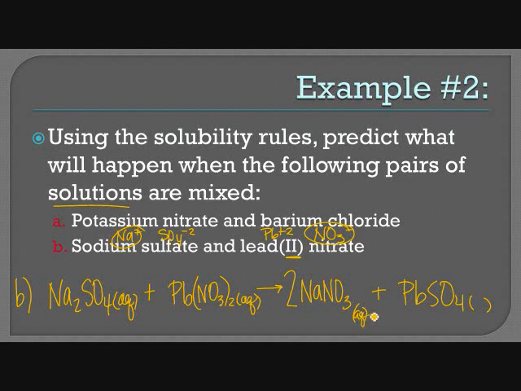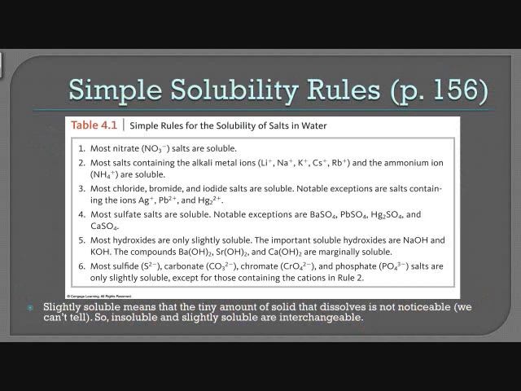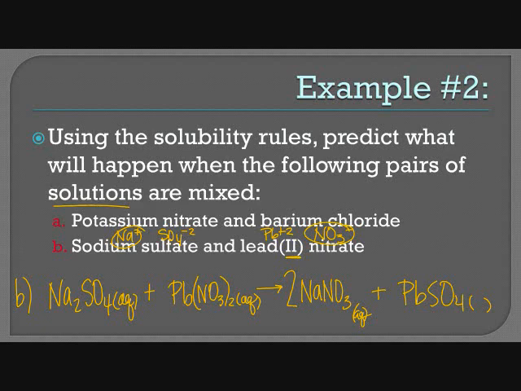Now let's look back at the sulfate rule. So sulfate rule is number 4. Most sulfates are soluble except if it contains lead sulfate. Then if it's an exception to the soluble rule, that means that that would be insoluble. So then we would label the PbSO4 as a solid. Okay, so hopefully this is just review and it's coming back to you not too bad.